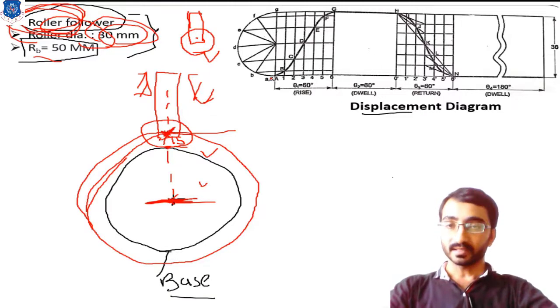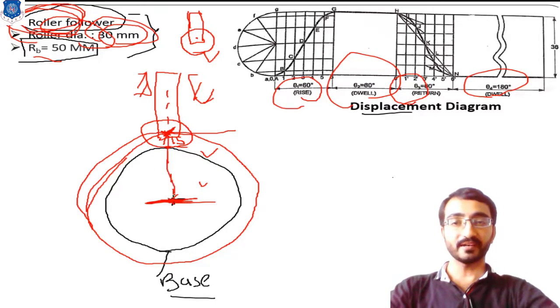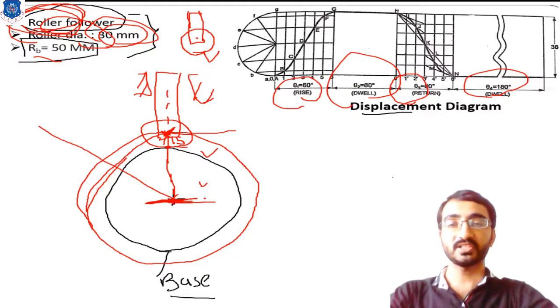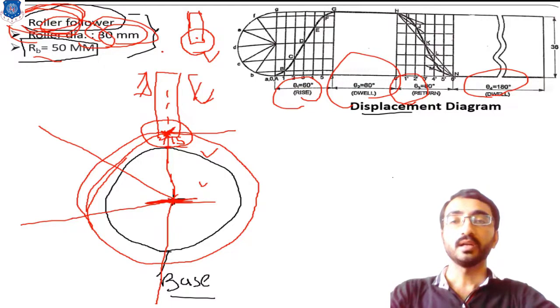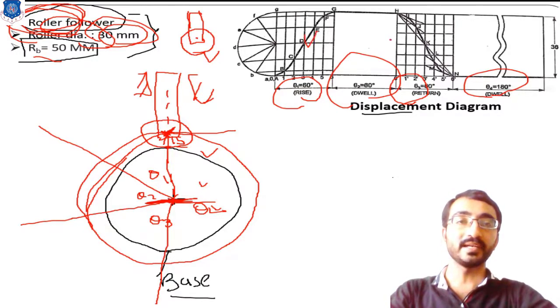Now the next procedure is identifying the angles theta 1, 2, 3, 4 on your base circle. Simply consider this as your reference point and divide into theta 1, 2, 3 and 4. Theta 1 is 60 degrees, so the first division is 60 degrees, the second is again 60 degrees, and theta 3 is again 60 degrees. Now after dividing into theta 1, 2, 3 and 4, we have to divide these angles into 6 equal parts. Theta 1 and theta 3 will be divided into 6 equal parts.